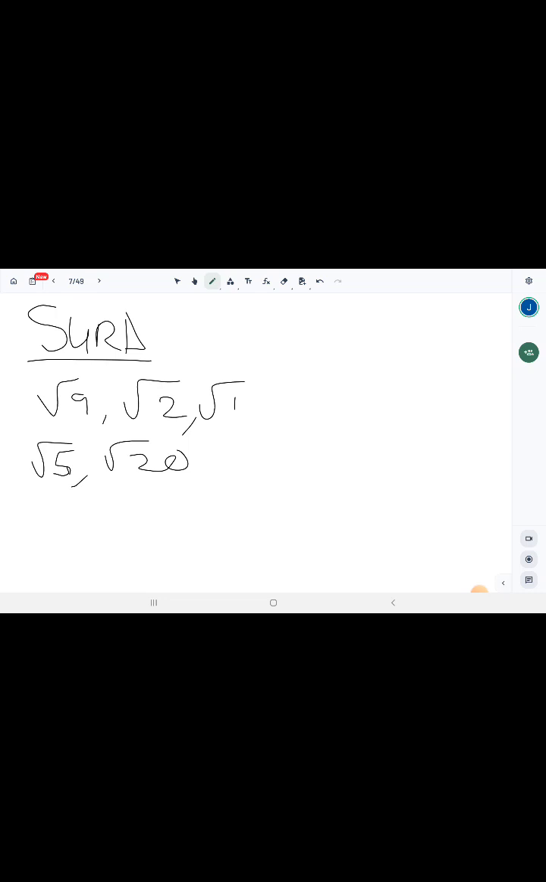Now, the concept of surds is that whenever we have some number, for example the square root of 9, your answer is just 3. What if you are given the square root of 20? What would be your answer? You can't get a whole number because there's no perfect square for 20. So therefore, the concept of surds comes in.